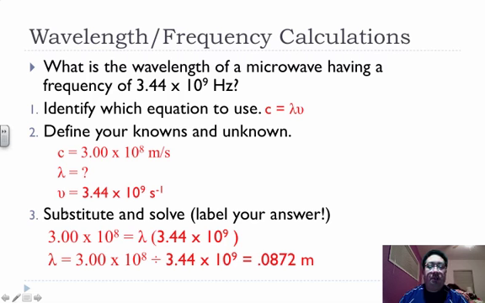And then all we have to do is substitute and solve. So we go ahead and plug everything into our equation. We do some fancy algebra, and we end up with 0.872 meters as our wavelength. So not so bad. And I'll do some more calculations like this that are a little bit more challenging shortly in a separate video, because it takes longer to explain those.